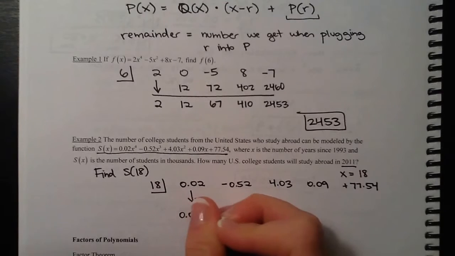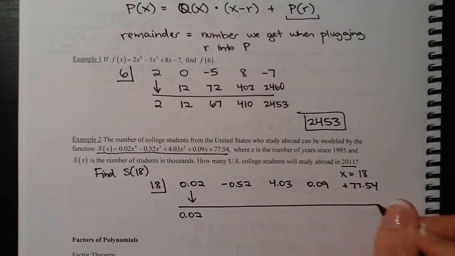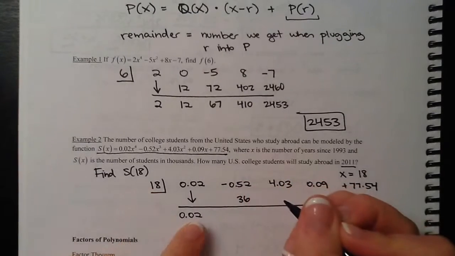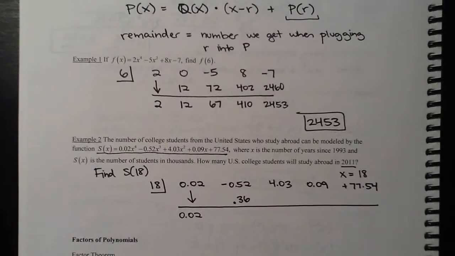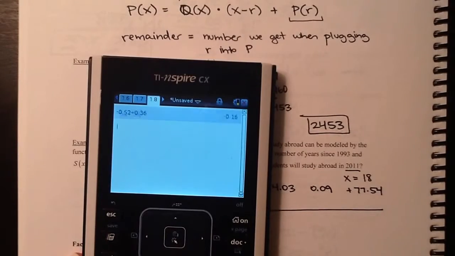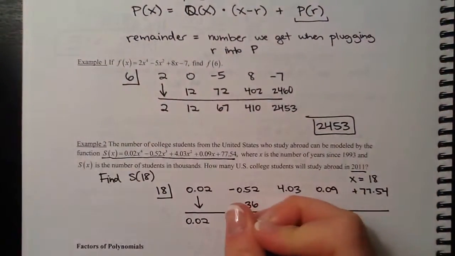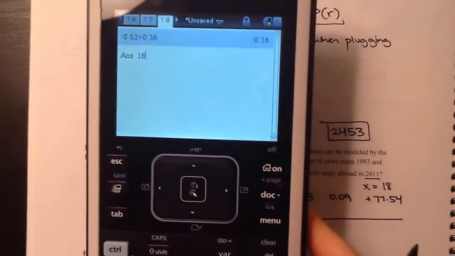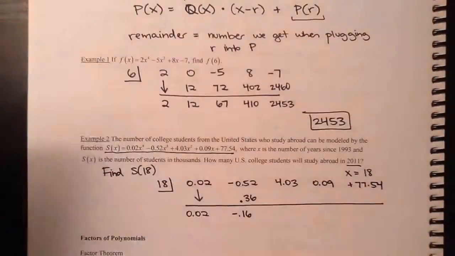You might want to use a calculator just to see exactly what numbers we get. I'm going to multiply 0.02 by 18. I know 2 times 18 is 36, and then I have 2 decimal places, so I put 2 decimal places on here. A lot of these calculations you're probably just going to want to do in a calculator. So negative 0.52 plus 36, and we get negative 0.16. Then multiply negative 0.16 times 18, and we get negative 2.88.